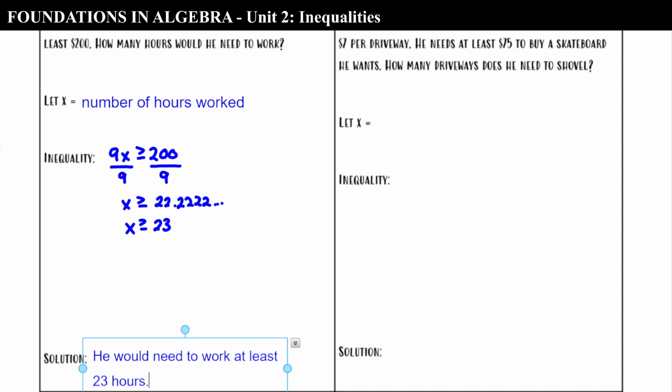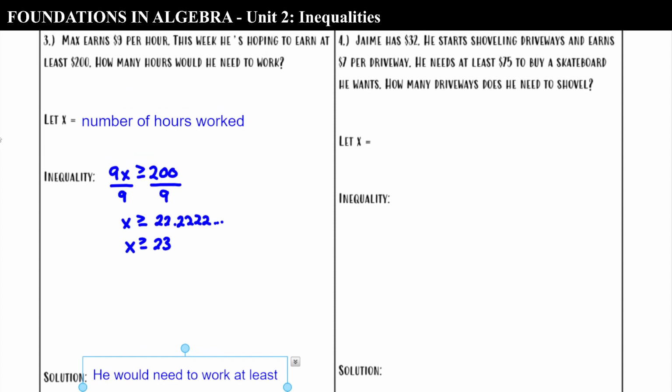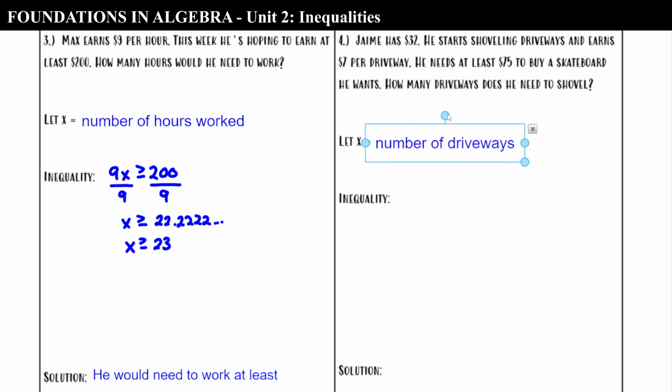All right, let's take a look at the 4th example. Jamie has $32. He starts shoveling driveways and earns $7 per driveway. He needs at least $75 to buy a skateboard he wants. How many driveways does he need to shovel? So we are going to let X be the number of driveways.